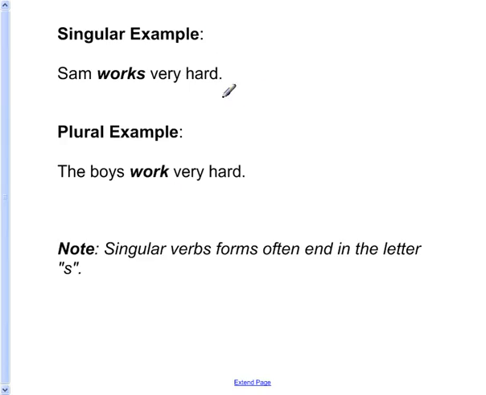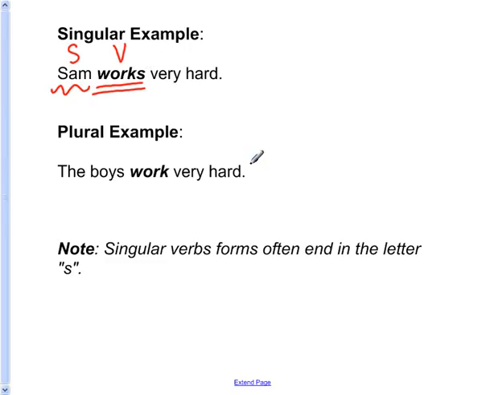First, a singular example. Sam works very hard. In this sentence, works is the main verb and Sam is the subject. Now, Sam is singular. So the form of the verb to work that agrees with the singular subject is works.